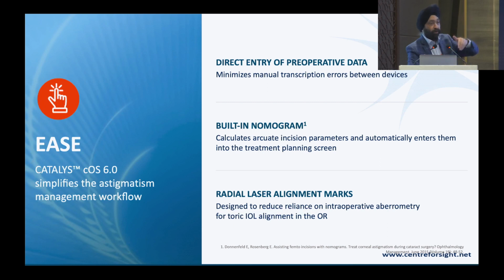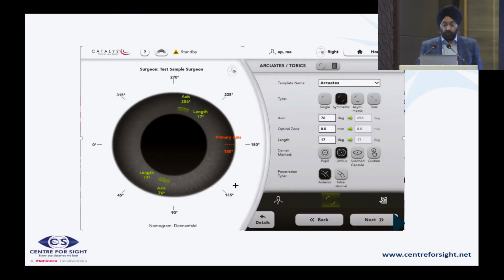That means that they are not fully penetrating. So that is going to be a built-in nomogram, and there are also radial laser alignment marks. So even post-operatively, you can see whether your toric lens is in position or not. There are two lines that come on the axis where the lens has to be placed, as the toric alignment marks. This is just to show you.